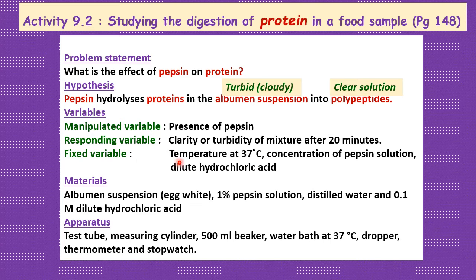Fixed variable: temperature at 37 degrees Celsius, concentration of pepsin solution, and the presence of the dilute hydrochloric acid to create acidic conditions, because pepsin works best in acidic conditions with a pH of 2 to 3. Materials: albumin suspension or egg white, 1% pepsin solution, distilled water, 0.1 M dilute hydrochloric acid. Apparatus: test tube, measuring cylinder, 500 ml beaker, water bath, dropper, thermometer and watch.